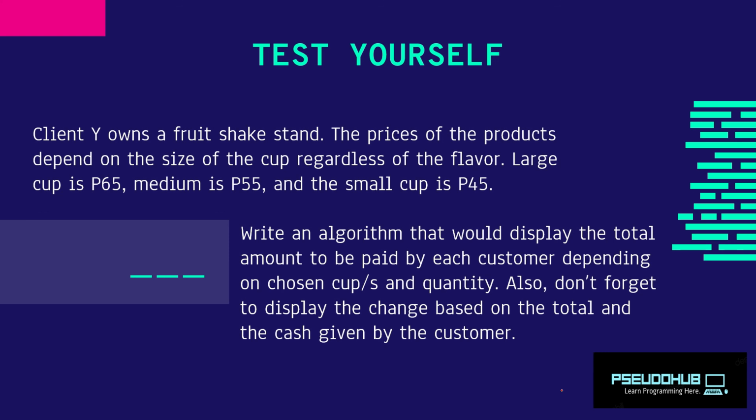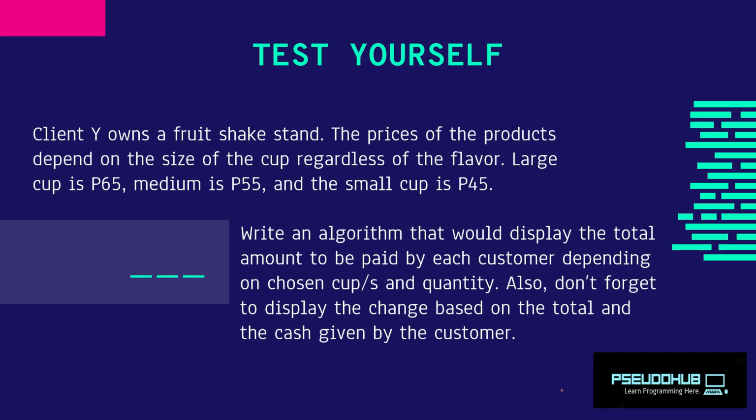Okay, so basahan lang nato. So client Y owns a fruit shake stand. The prices of the products depend on the size of the cup regardless of the flavor. Large cup is 65, medium is 55, and the small cup is 45. Meaning, regardless kung unsa nga flavor imuhang paliton, nagadepende ang price sa iyahang size sa cup, di ba? Now, your job is to write an algorithm that would display the total amount to be paid by each customer depending on chosen cup or cups and quantity. Also, don't forget to display the change based on the total and the cash given by the customer.